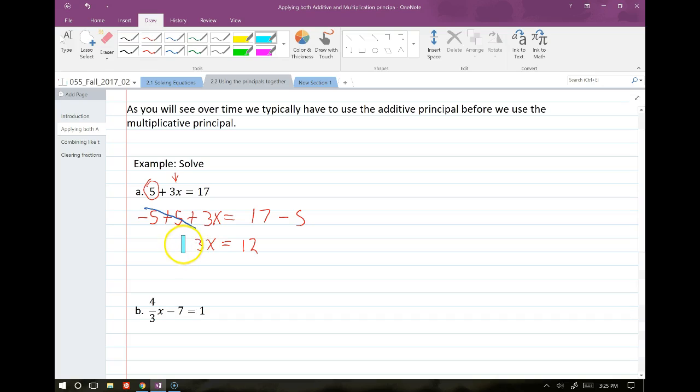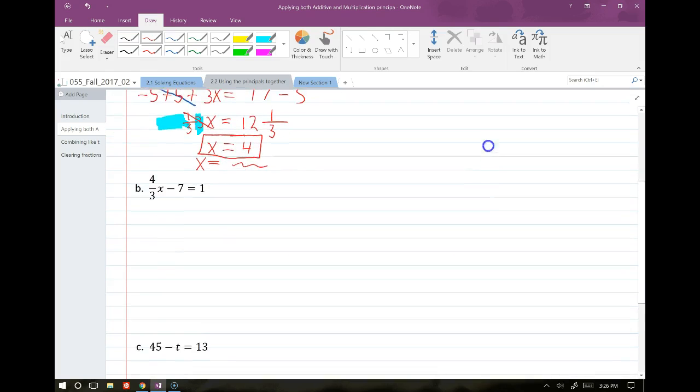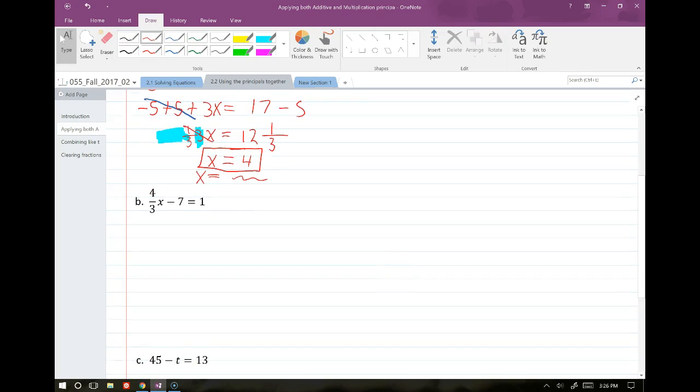Now that we don't have anything added to this 3x, there's nothing included with it. It's just attached. The 3 is only attached through multiplication, right? We want to get rid of that in a sense. We want to get to the line that says x equals some stuff. So we multiply both sides by 1/3. This guy cancels, and we get x equals 12 over 3, which is 4. And that's our final answer. All right, so we went over that. How about you guys try this next one on your own?